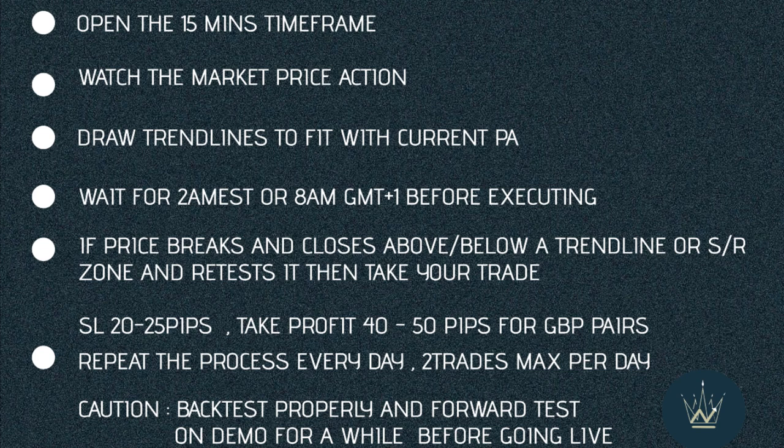Stop loss 20 to 25 pips. Take profits 40 to 50 pips using 1:2 RR. Repeat the process every day, 2 trades max per day. Caution: backtest properly and forward test on demo for a while before going live with it.